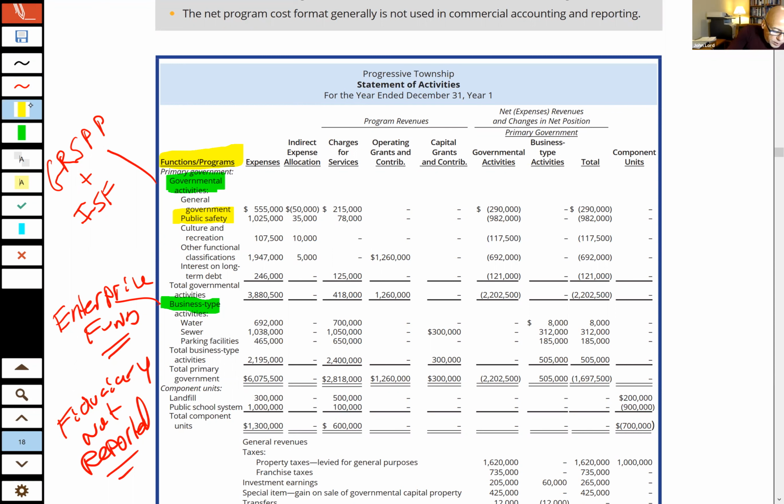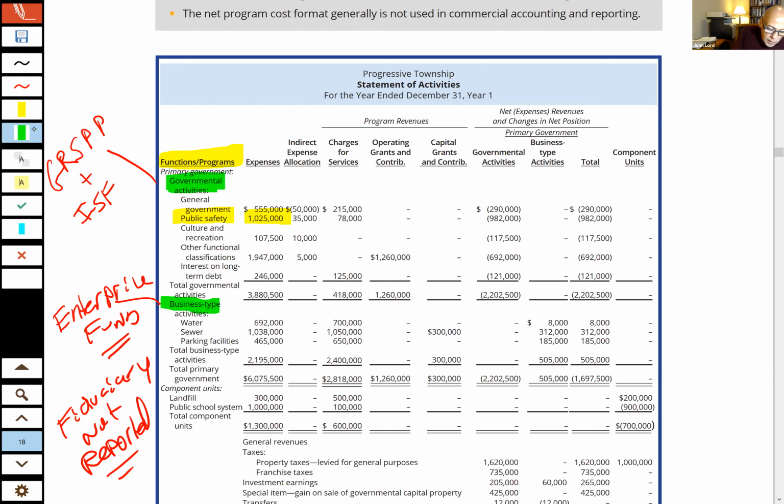Okay, good. So we come through, we have the functions and programs, things government does. For example, public safety, the government tries to keep you safe. This statement of activities at the government-wide level immediately tells you what this government spent on public safety. So this government spent $1,025,000 on public safety.